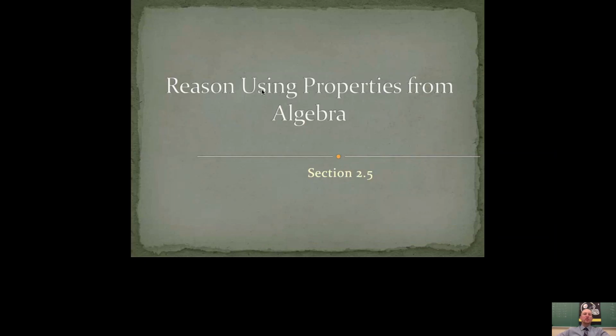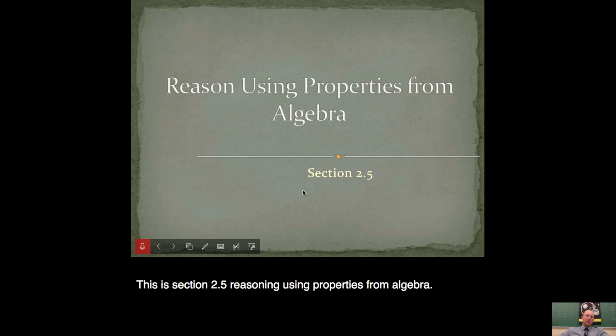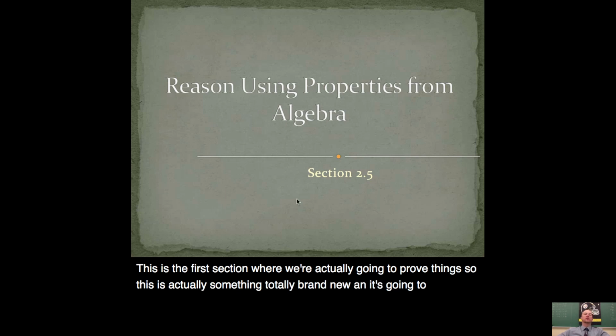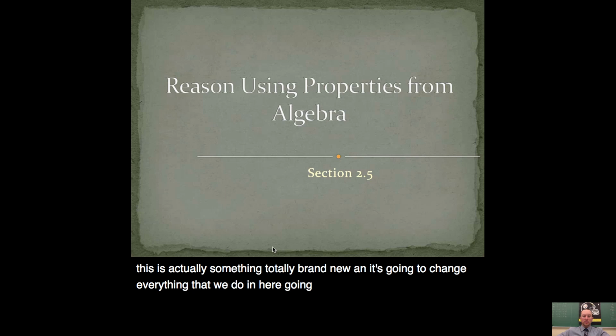This is section 2.5, reasoning using properties from algebra. This is the first section where we're actually going to prove things. So this is actually something totally brand new, and it's going to change everything that we do in here from this point forward.